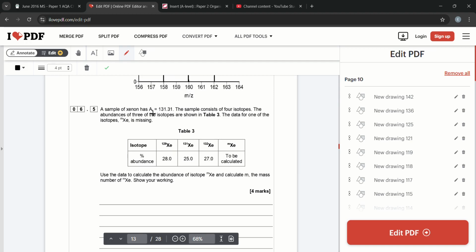6.5. A sample of xenon has an Ar of that. The sample consists of 4 isotopes. The abundance of 3 isotopes is shown in table 3. The data for one of the isotopes is missing. Use the data to calculate the abundance of isotope MXe and calculate M, the mass number of MXe.